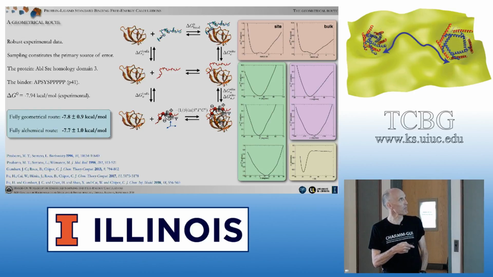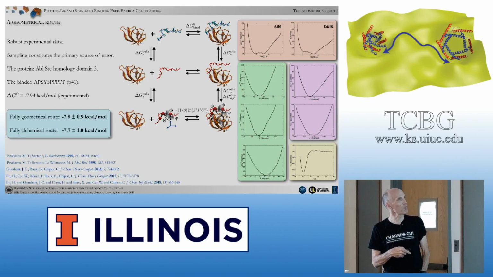And so the example is the SH3, Src homology domain 3, of the tyrosine kinase ABL. And the binder is P41, which is a proline-rich decapeptide binding at the surface. And so if you follow the alchemical route, you find minus 7.7 kcal.